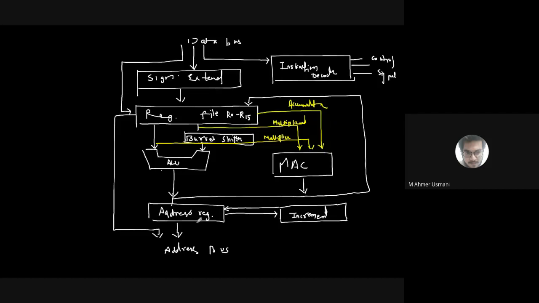Then over here we have address register. Then we have increment circuit. I hope it is clear to you. And at the top we have data bus, and at the end we have the address bus. Is it clear? Have you drawn?